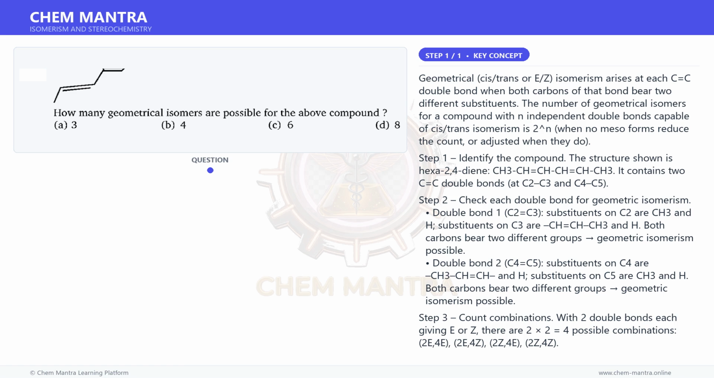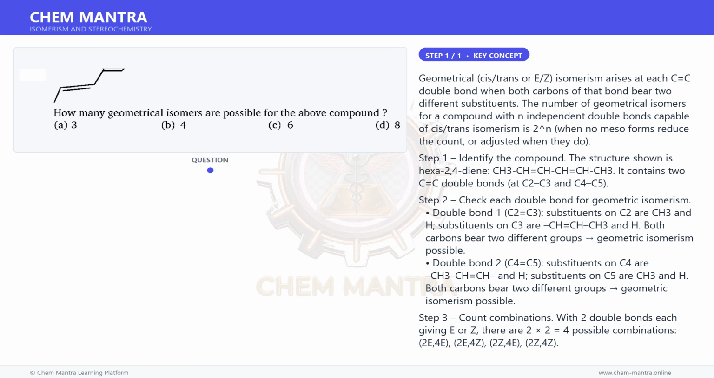Step 1. Identify the compound. The structure shown is hexa-2,4-diene, CH3-CH=CH-CH=CH-CH3. It contains 2 C=C double bonds at C2-C3 and C4-C5.